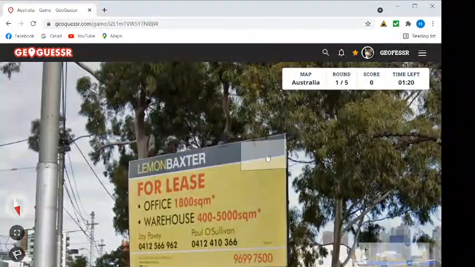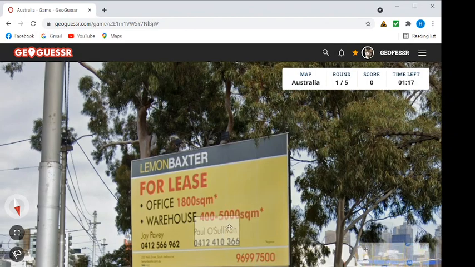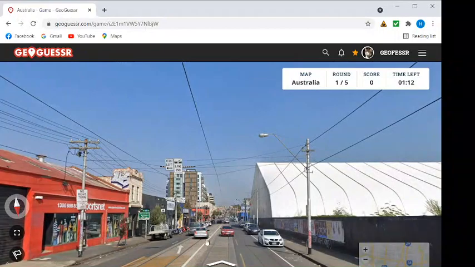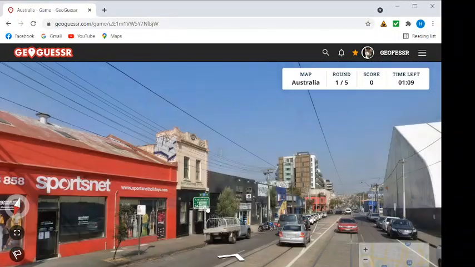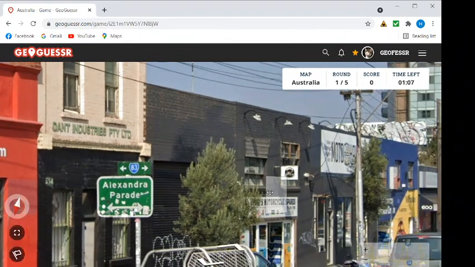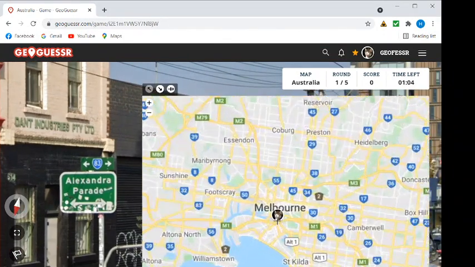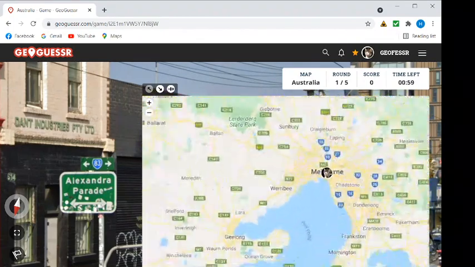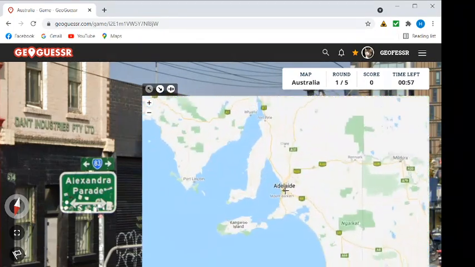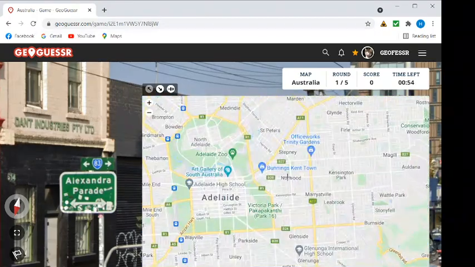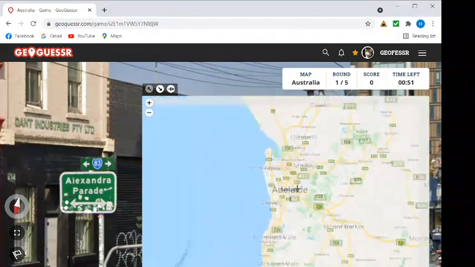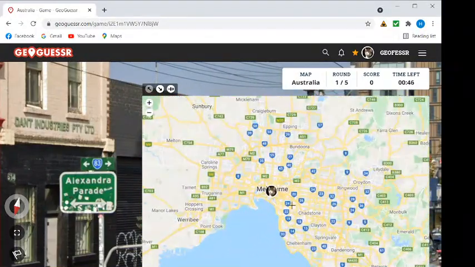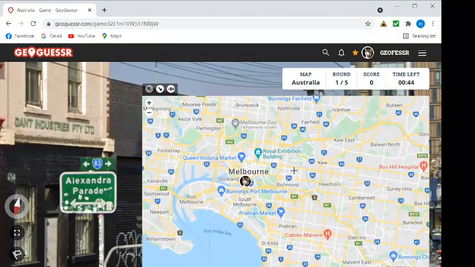Let's see, Lemon Baxter, Alexandra Parade 83. I don't see an 83 in the middle of here. Is this... oh no, wait. Adelaide doesn't even have those blue routes. So maybe this is Melbourne then.